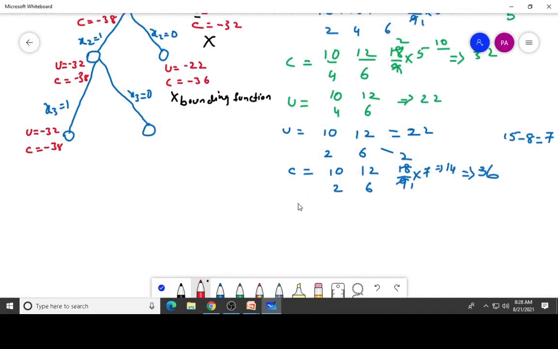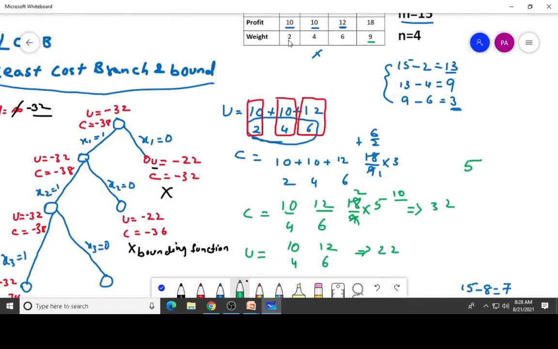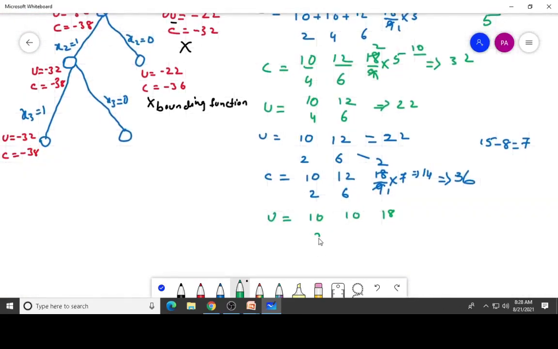Here U is equal to, first item I am adding, second item I am adding, but I am not adding the third item, I am adding the fourth item. Okay, so what is here in the table? The weight 2 4 9. Okay, 2 4 9, the weight. So what is the total now? 9 10 11 12 13 14 15. So we got the answer is 15 here.